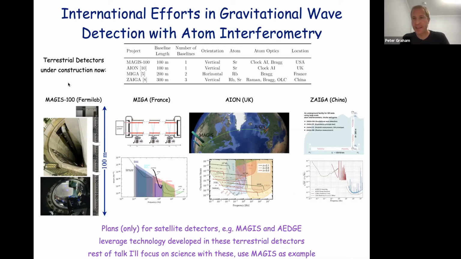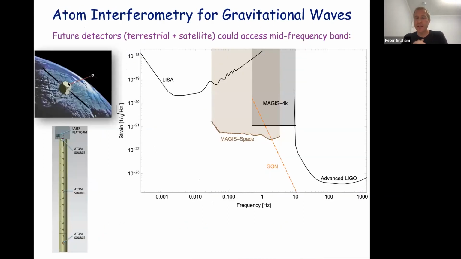Okay, great. So here are our projections for the strain sensitivity for future detectors, either kilometer scale on the ground, this black line here, or satellite based in space. You can see a little cartoon of a satellite detector. I've plotted strain per root hertz, but basically think of it as strain versus the frequency of the gravitational wave. And you can see LIGO and LISA for comparison.